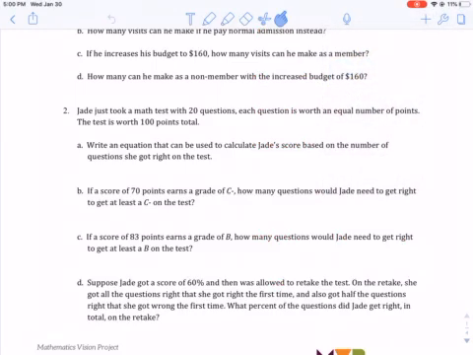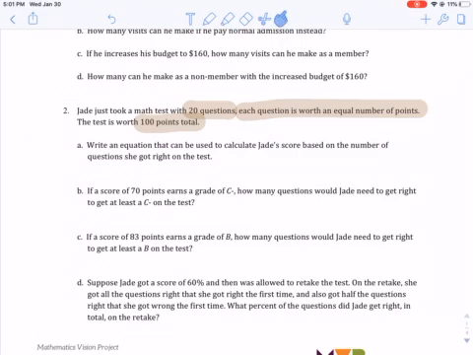Had some questions about number 2 here on Race Set Go 4.6, so I figured I'd go over it with you guys. Alright, so we're looking at a situation where Jade takes a math test with 20 questions. Each question is worth an equal number of points. The whole test is worth 100 points. Now we're asked to write an equation that can be used to calculate Jade's score based on the total number of questions she got right on the test.